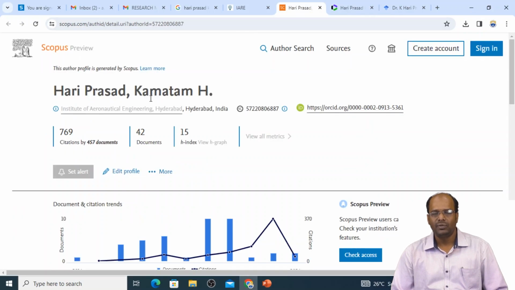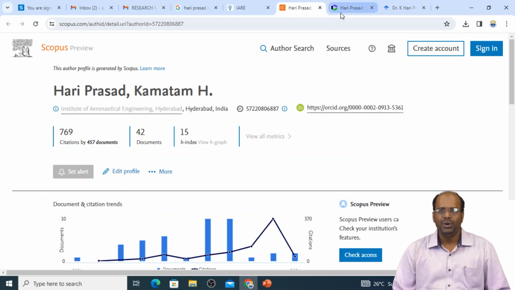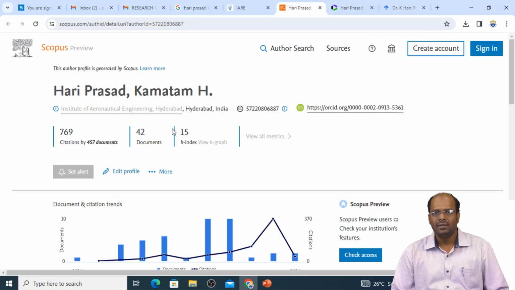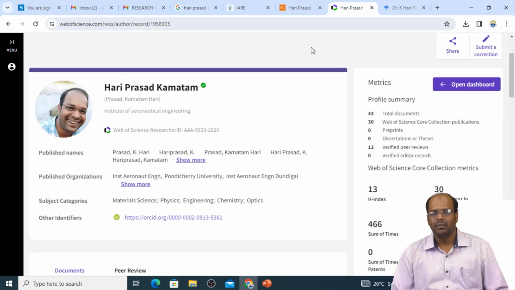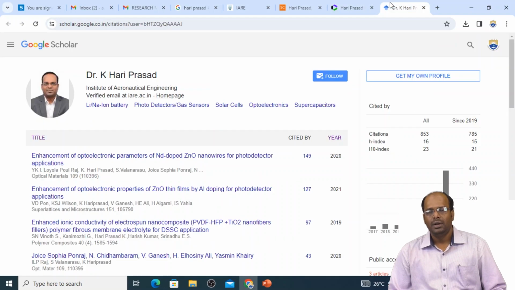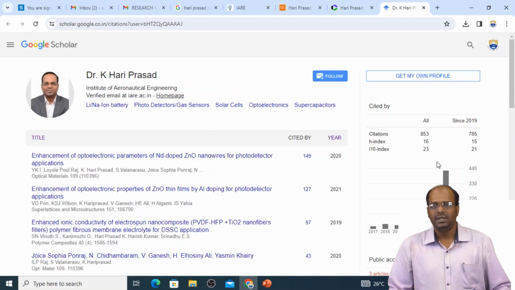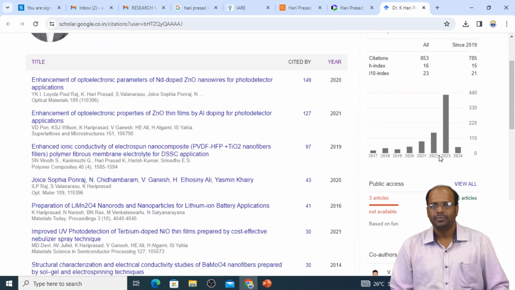While in the case of Scopus indexed journals, how many? 42. So due to that, the H index in Scopus is 15, while the H index in Web of Science is 13. It is comparatively less because only 30 articles are considered. Here you can see clearly how to calculate the H index.